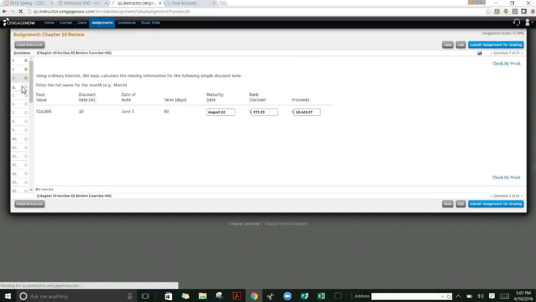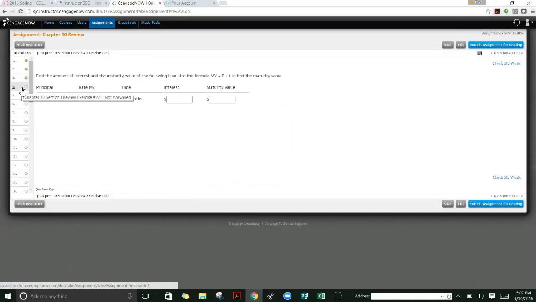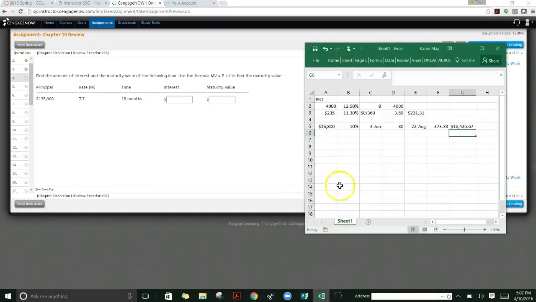Okay, number 4. And yours, remember, will be in a different order, possibly. Interest and maturity value. So on this one, 135,000, 7.7% rate for 18 months. And we need to calculate the interest, which is equals 135,000 times the 7.7 times 18 over 12.